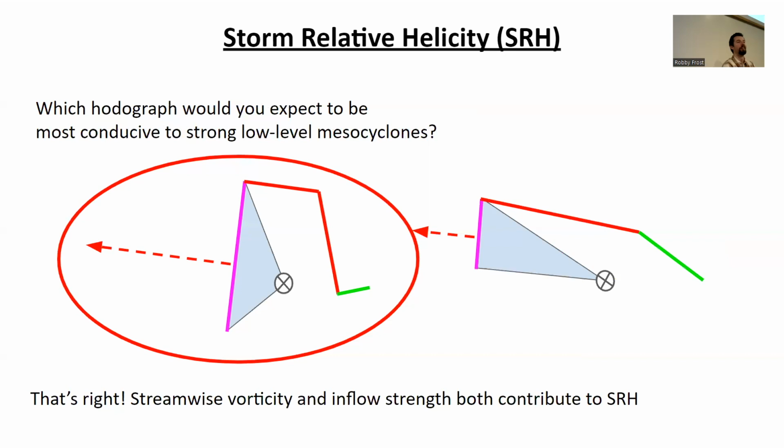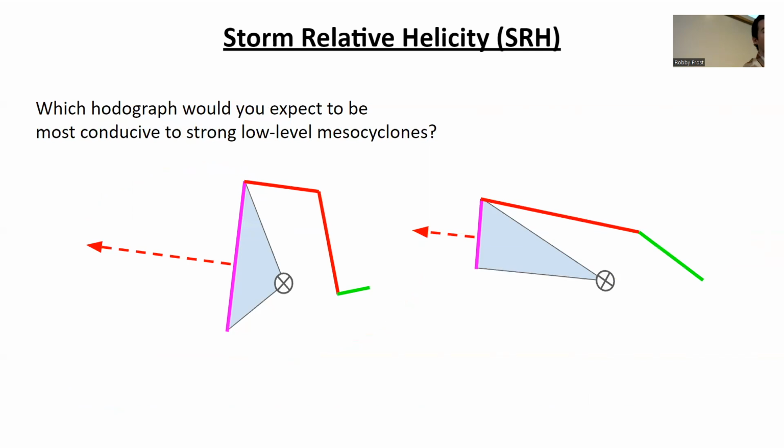Yeah, the left one is better. They have the same SRH, but the left one is better because it has more streamwise vorticity. The other one, most of its SRH is being contributed to by strong storm relative inflow. So it's not exactly the SRH that matters, it's how much streamwise vorticity is there. The one on the right that has more storm relative inflow would have a bigger updraft, but the hodograph on the left is more efficient.